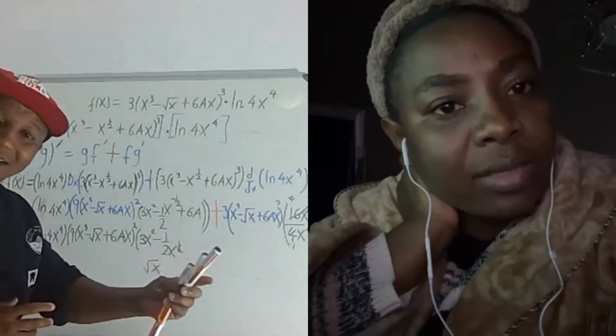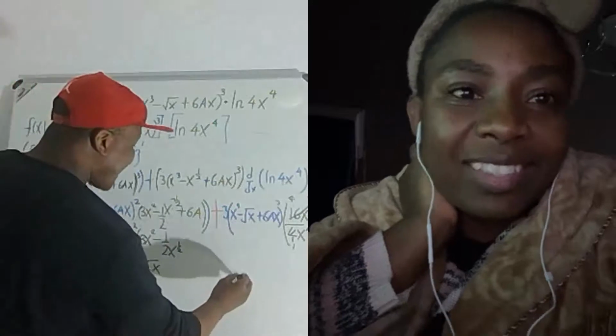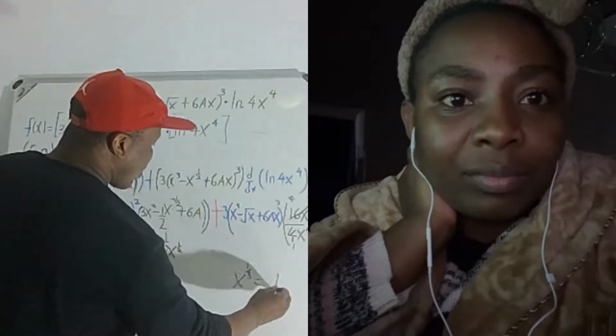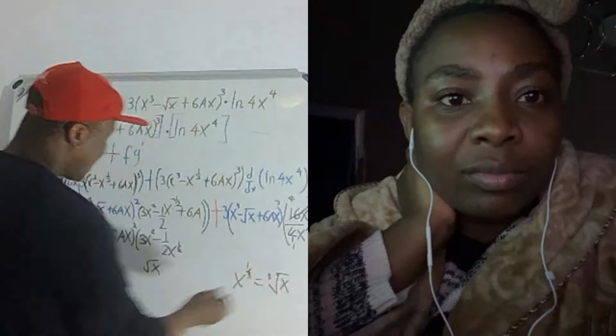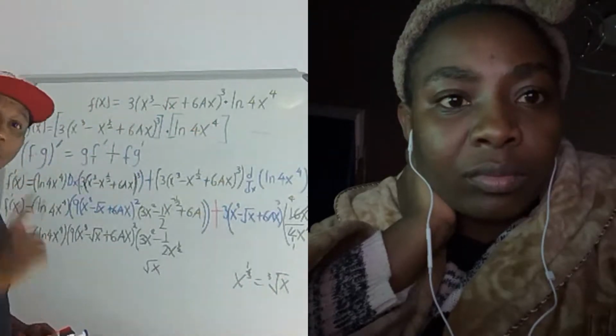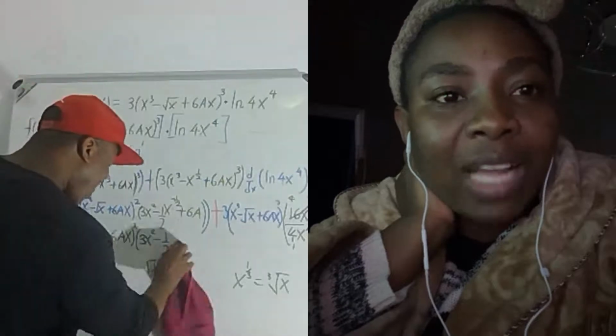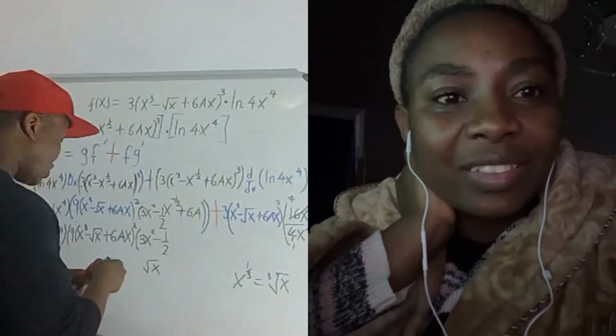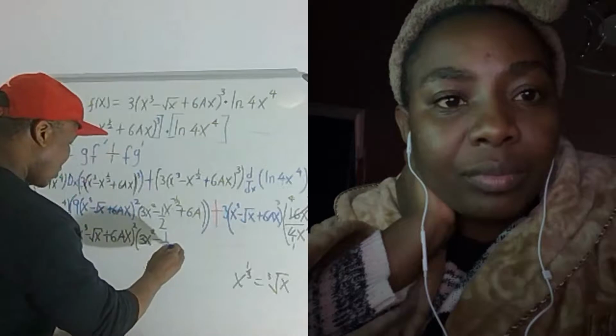You remember that? If somebody says x to the power 1 over 3, it means square root of x. So I can simply write square root of x at the bottom. I hope you don't remember it. So I'll say u must be square root of x at the bottom.